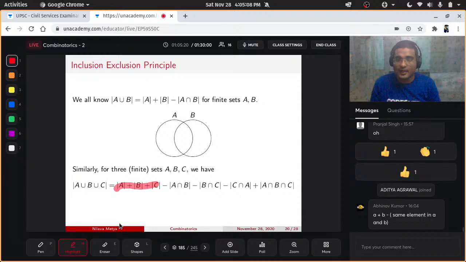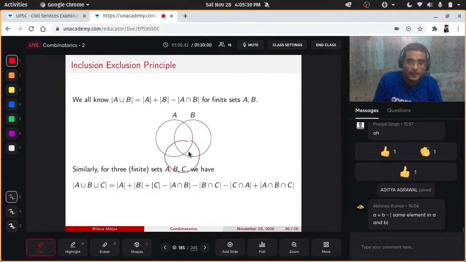Let me draw it with a diagram maybe. So this is A, B, and maybe say this is C. I'm sorry for the untidiness, but okay. So what do we want to do here? I'm including A, I'm including B, I'm including C. So this part only, this part.